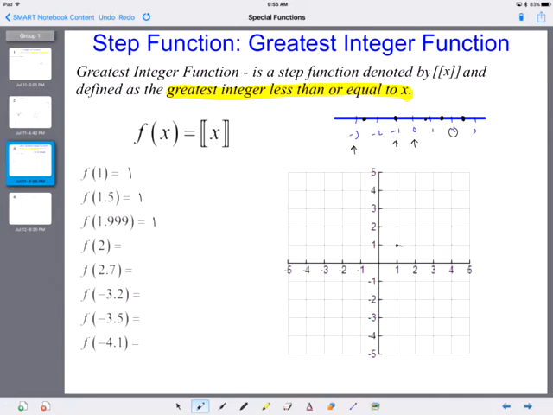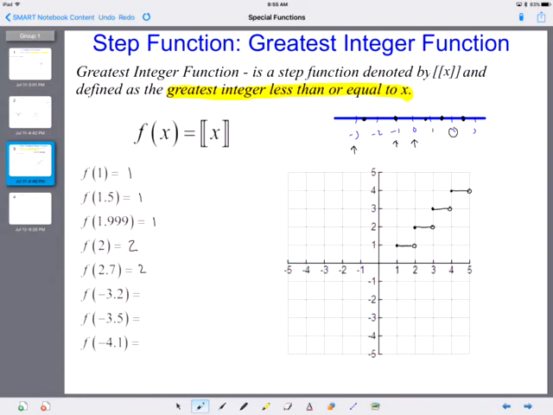So what we do is we draw this line, but at 2 it's open because it's not 1 anymore. What happens at 2? Well, at 2 it steps. So the greatest integer less than or equal to 2 is 2. 2.7 is still 2. And once again, from 2 all the way on to 3, it stays at 2, and then at 3, what happens? It steps up. And so it continues this pattern.